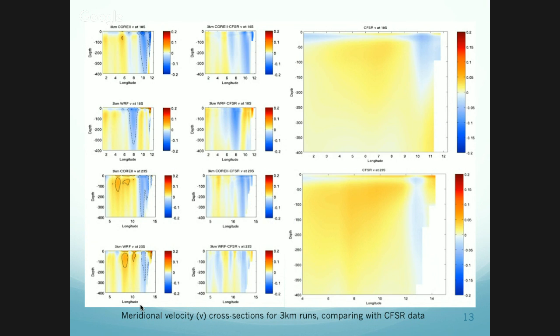Say that again, I didn't quite get it. It's alternating. Maybe around 20 meters below the surface there's always a boundary here, and below that you could see bands clearly. We don't see that in CFSR.